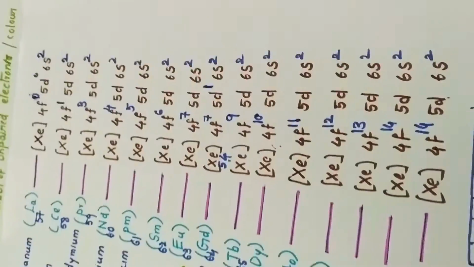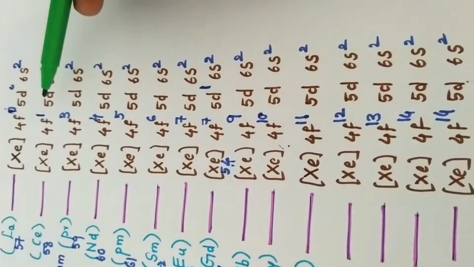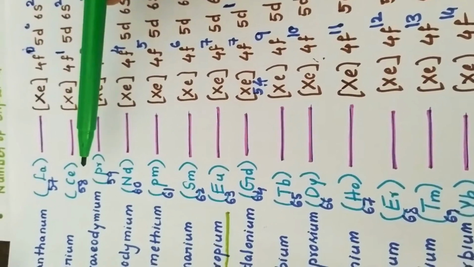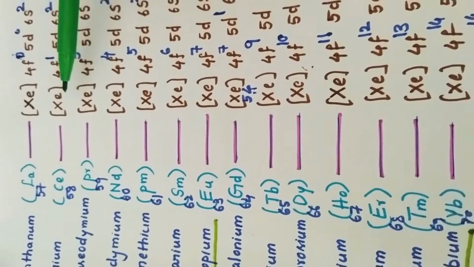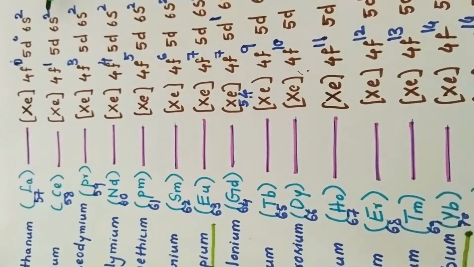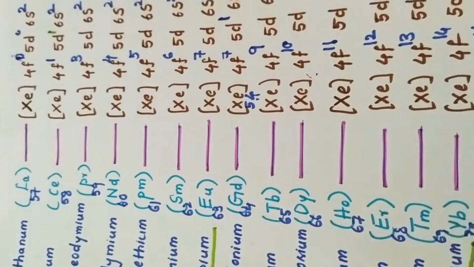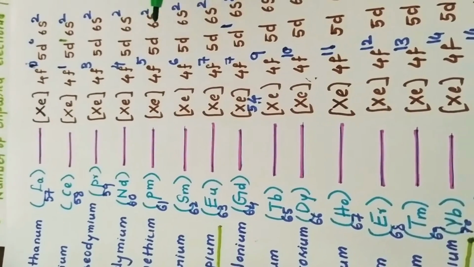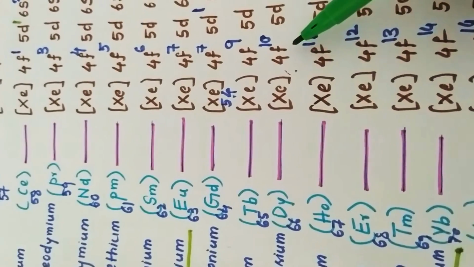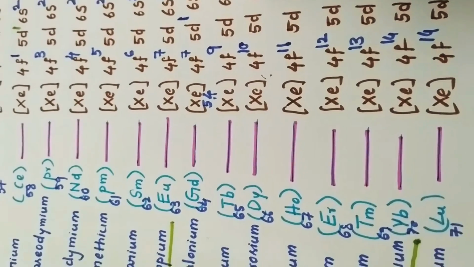Once we fix the number of F electrons, we can easily predict the number of D electrons. See here carefully. The atomic number of cerium is 58, and as we know the atomic number of xenon is 54. So 54 plus 1 is 55, then 56, 57. How many electrons are left? Only 1 electron, so I am going to fill it in the D level. In a similar way, you can fill for any element. For example, coming to dysprosium, this is 54 plus 10, that is 64, and plus 2, that is 66.